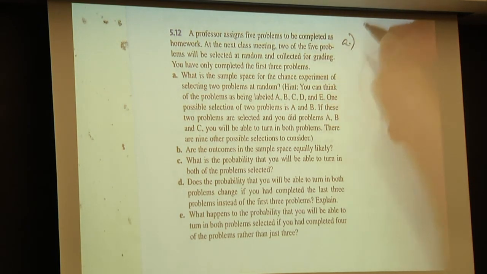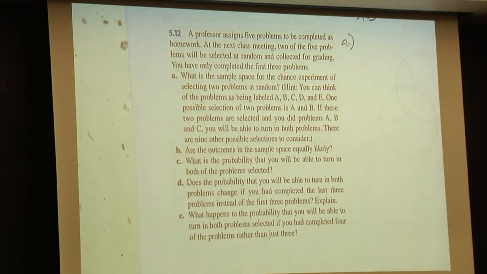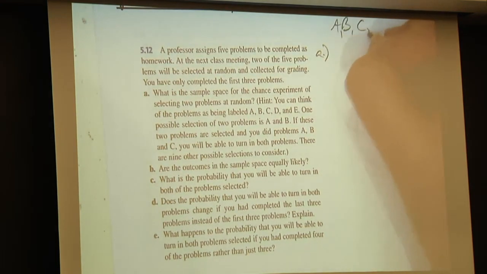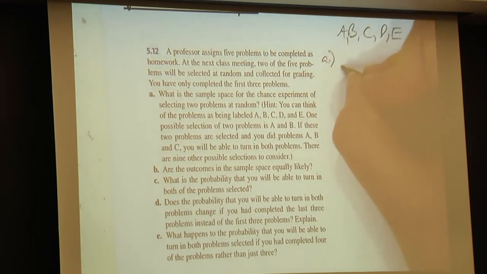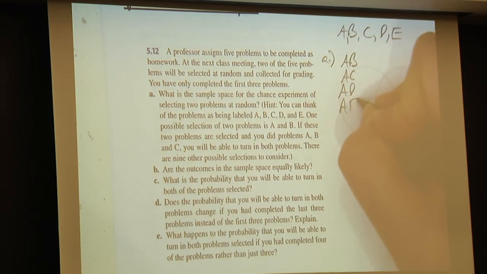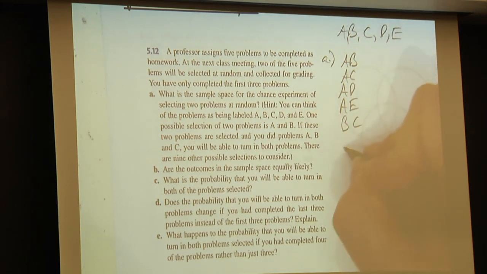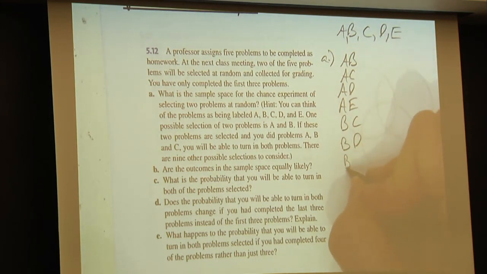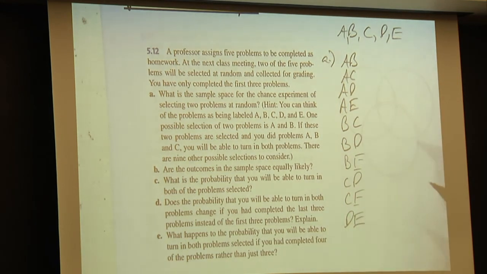So for part A, the sample space, we have 5 problems going on. So we have problems A, B, C, D, E. That's what we'll call them. We could have done problems A and B, A and C, A and D, A and E, and B and C, B and D, B and E, C and D, C and E, D and E. So basically, I just wrote all the combinations we can possibly have for the 2 problems he's going to select. He's selecting 2. So those are the different combos we can have, of course, if we're not selecting one more than once.